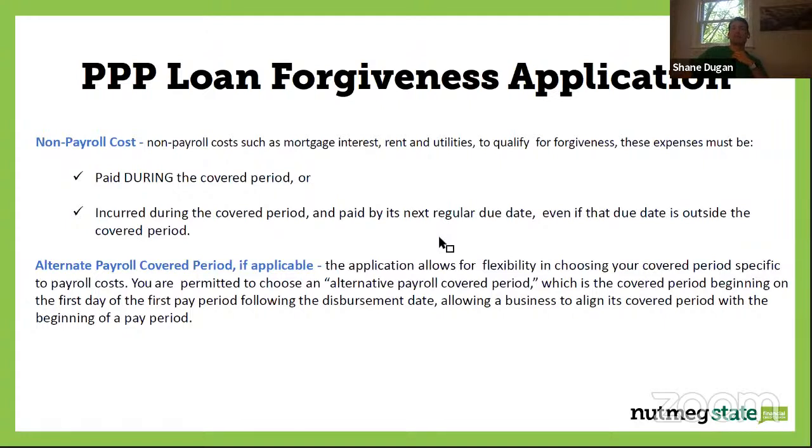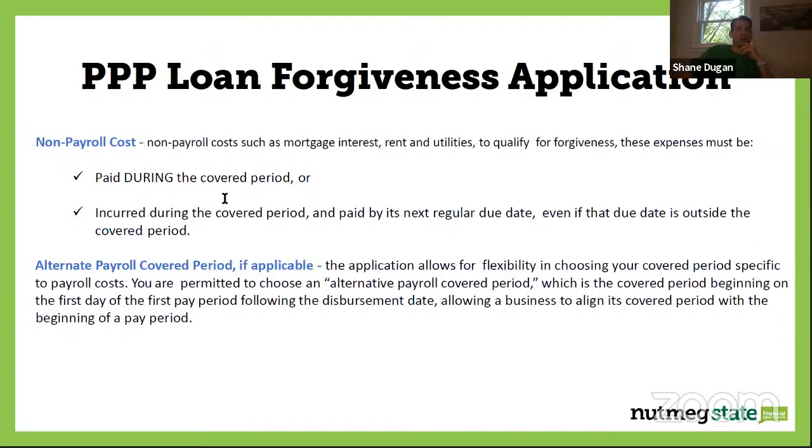Now, the difference is that you can have a bill from the previous month, and if you pay it during that covered period, it is eligible. So that certainly can mean that if you did not pay March's rent, and you paid March's rent in that covered period, even though it was a past due expense, it would qualify as a forgivable use of the proceeds of your PPP loan, okay?